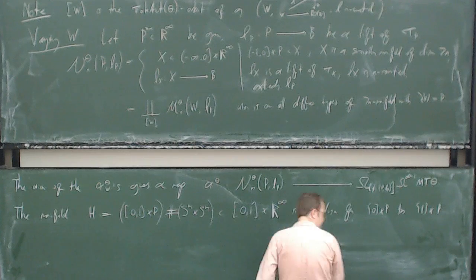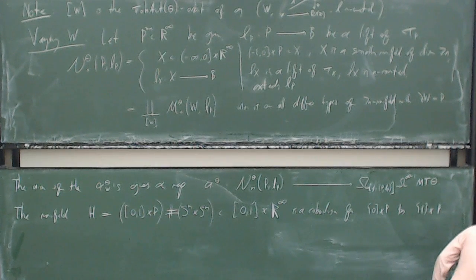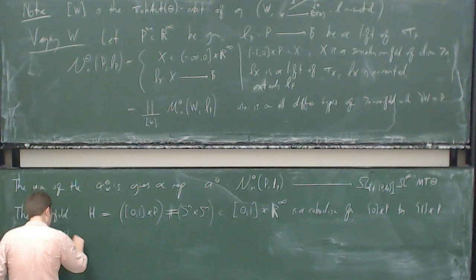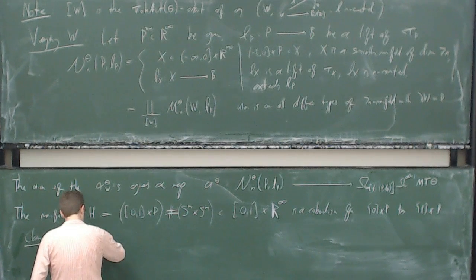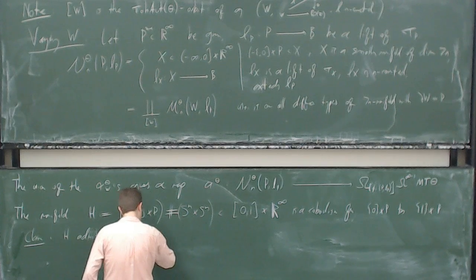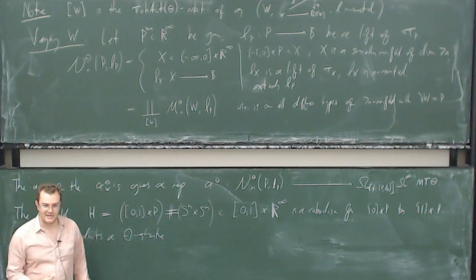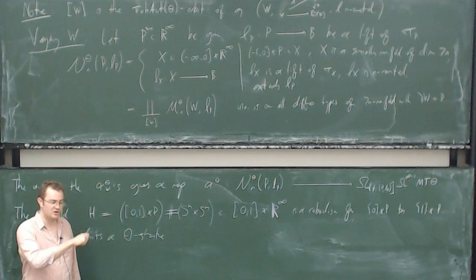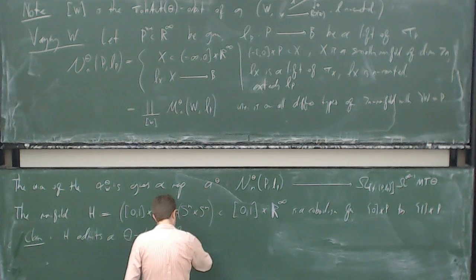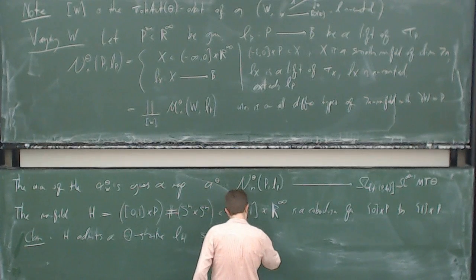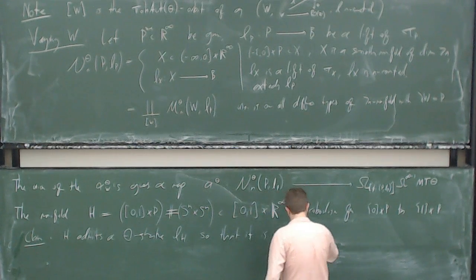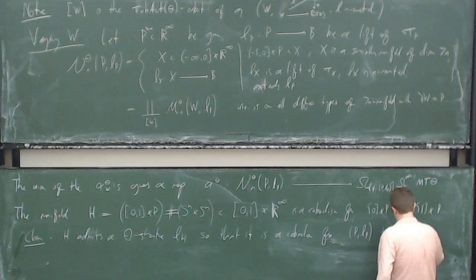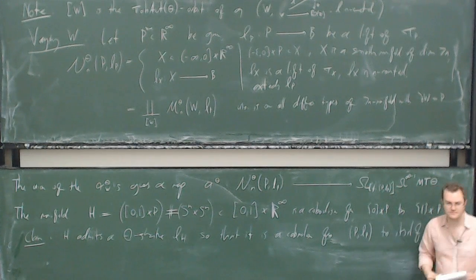And now there comes one little thing which I'll assert. So this is a claim. H admits a theta structure so that on the two ends it's just LP. So it's a theta cobordism from P, LP to P, LP, so that it is a cobordism from P, LP to itself. Okay? Yeah?